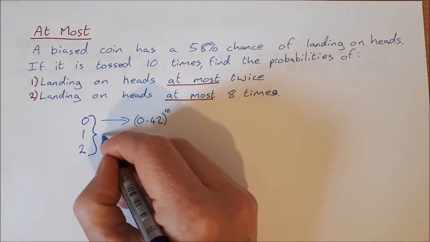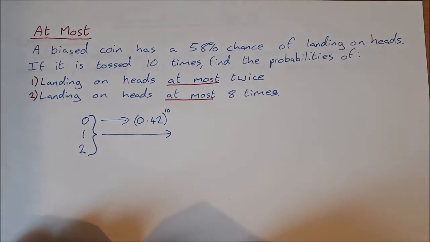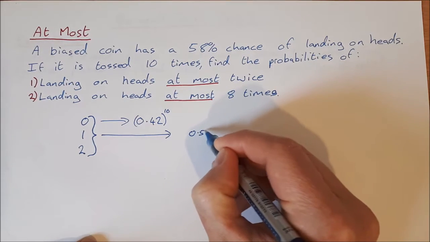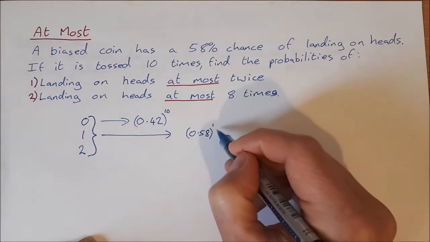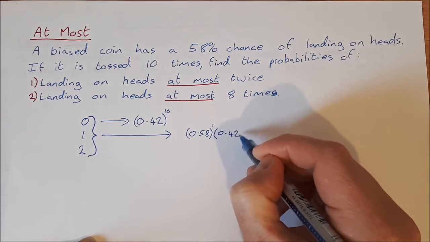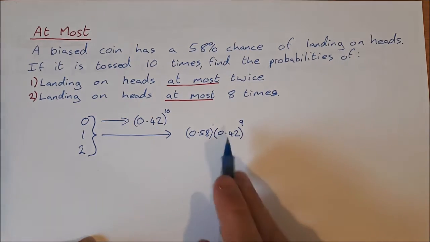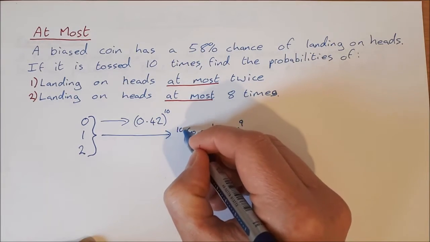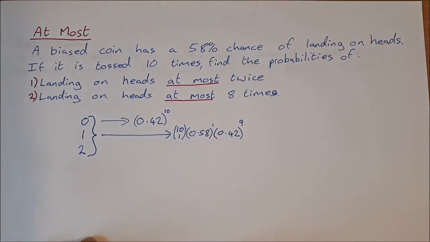Then I'm going to add on this one, the probability of getting 1 head. The probability of heads is 0.58, that's to the power of 1. The probability of tails then is 0.42, that's to the power of 9 because I want 9 tails. And then how many ways can this happen? This can happen 10 choose 1 ways, which is just 10 ways.